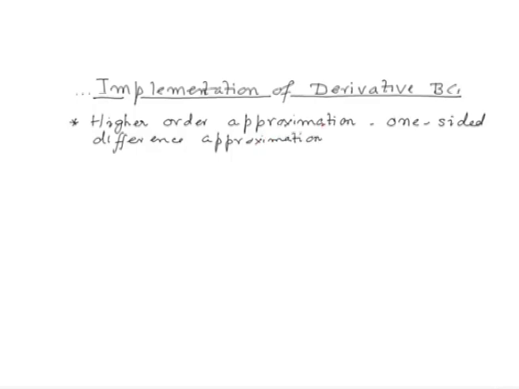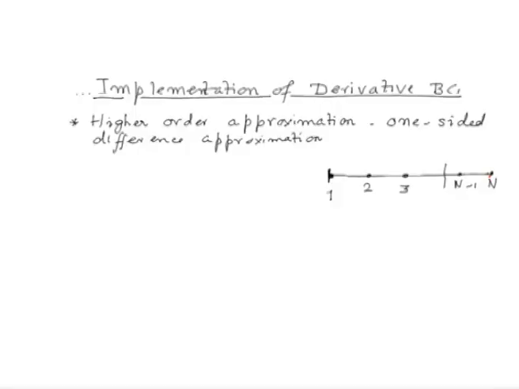Or one-sided formula. So let's redraw our previous diagram once again, and let's focus on the leftmost boundary grid point, which we have called 1, then 1, 2, and 3, and so on. Now, suppose you want to derive a higher order formula which would involve values at least one more interior point, 1, 2 and 3. So one of the easiest ways would be to try polynomial fitting, polynomial interpolation for f.